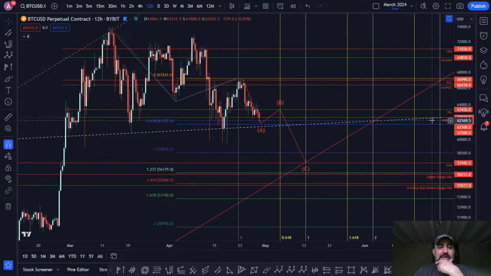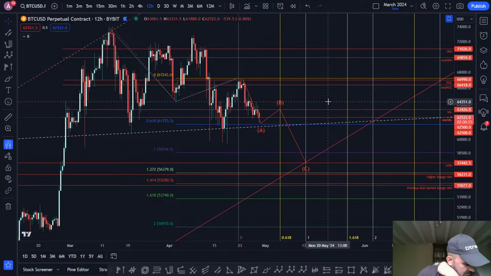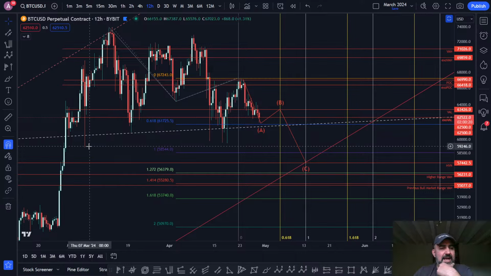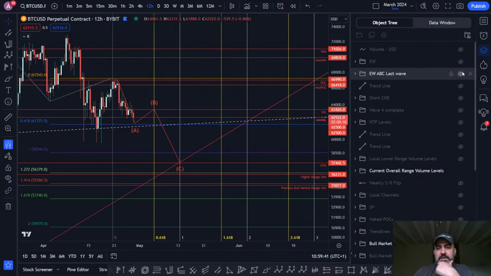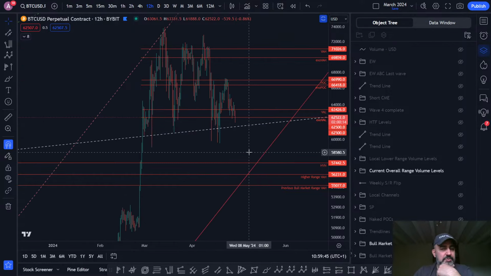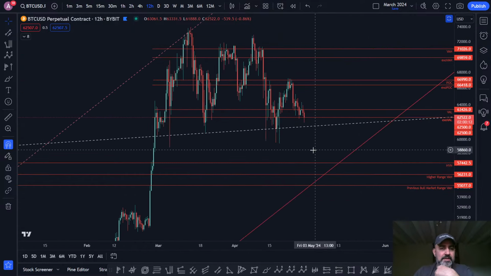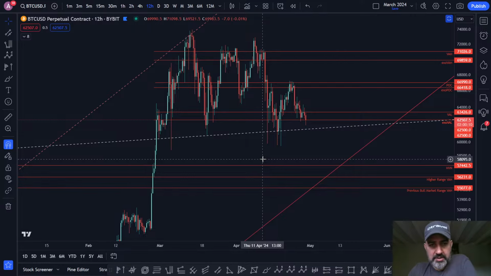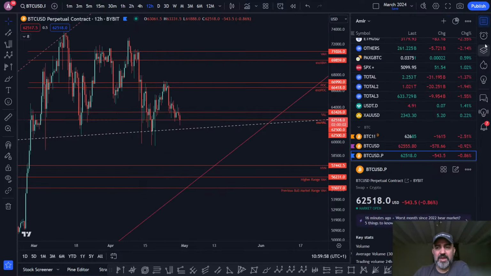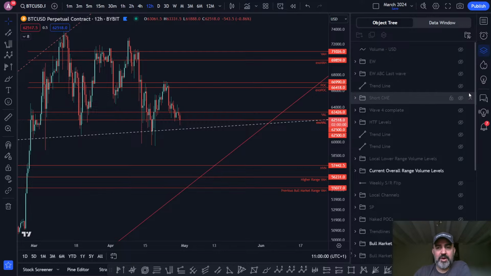The question I think for me, and the most important question for me, is what happens at the range low. Okay, this is really important. No one really knows what's going to happen until it happens. No one can predict the future. No one can pretend to know what's going to happen at the range low. Okay, we've had 3 attempts at the range low with massive liquidations, and we haven't been able to breach the range low.